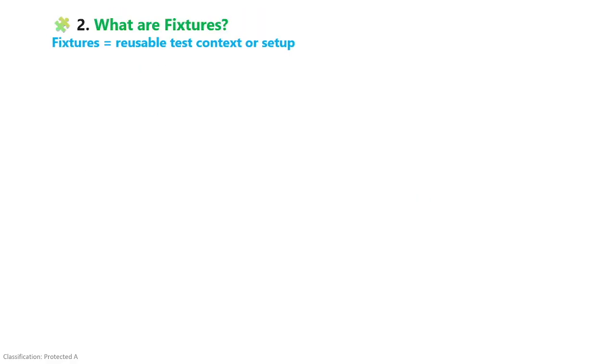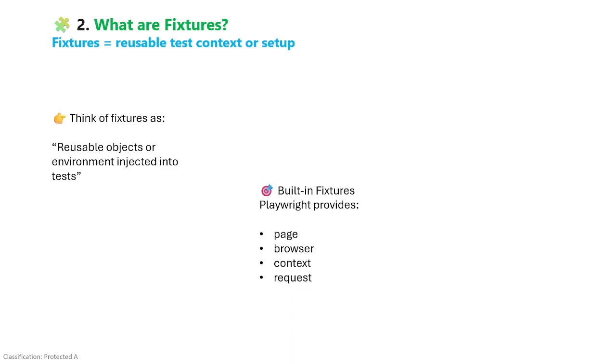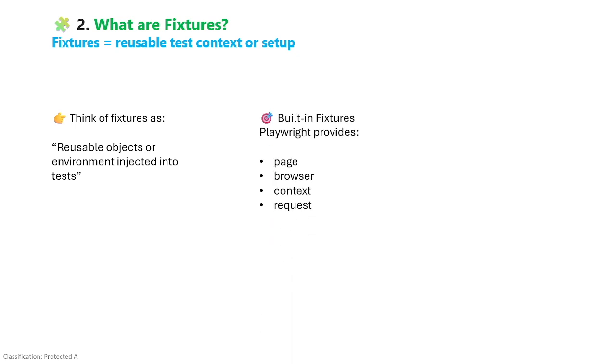What are fixtures? Fixtures are reusable test contexts or setup. Think of a fixture as reusable objects or environment injected into tests. Built-in fixtures: Playwright provides page, browser, context, request.